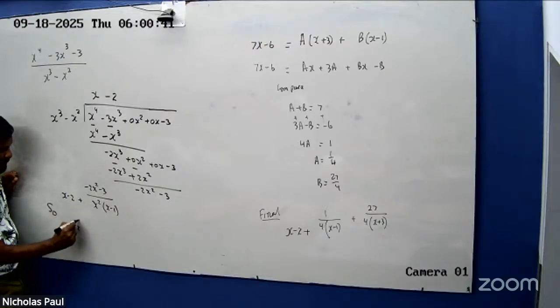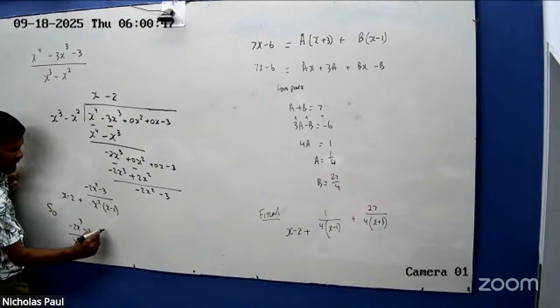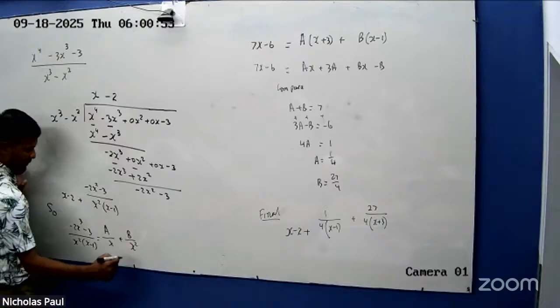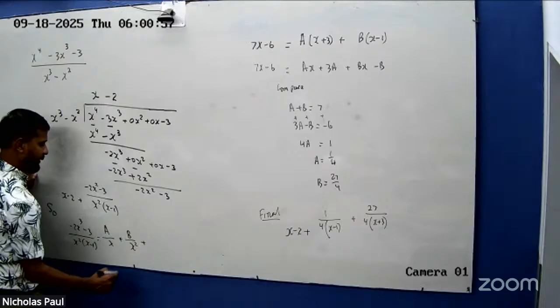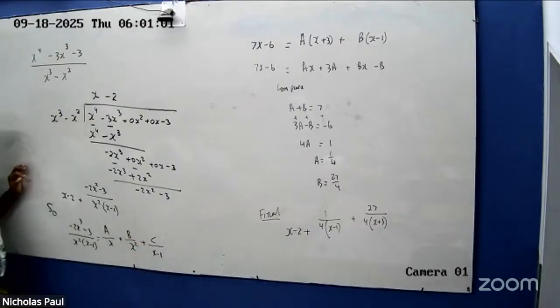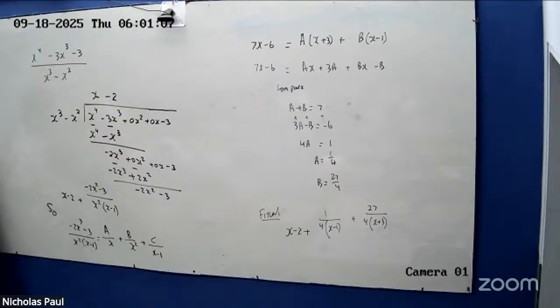So you'll get minus 2x cubed minus 3. I am doing repeated linear, so A over x plus B over x squared plus C over x minus 1. Or you can do a quadratic. Okay with that?